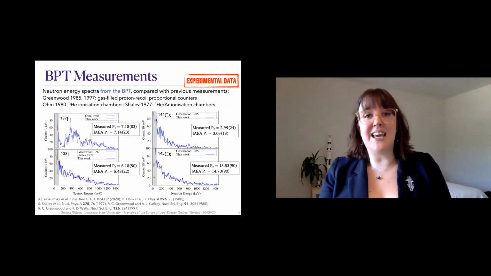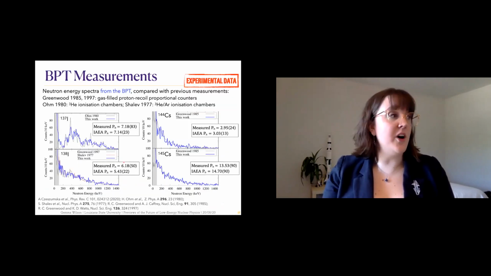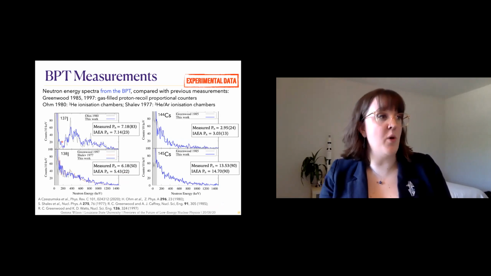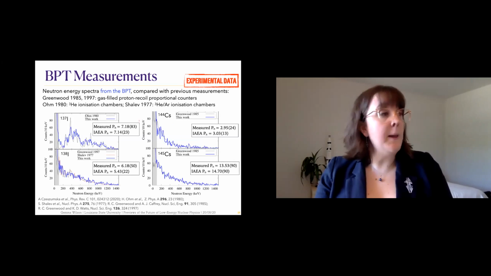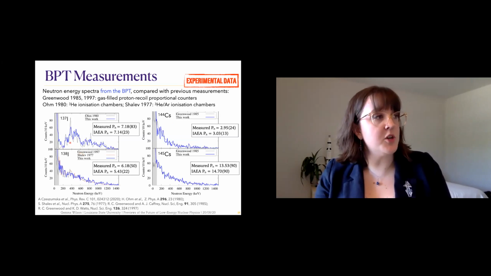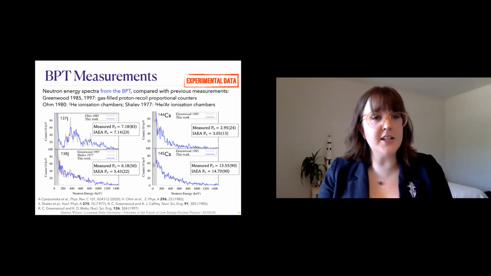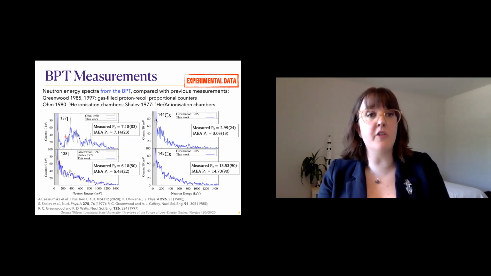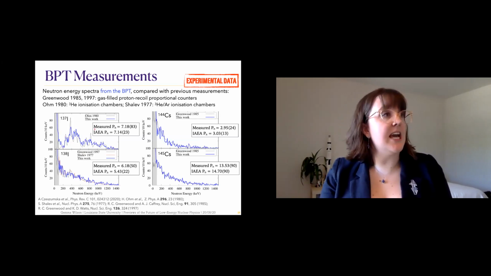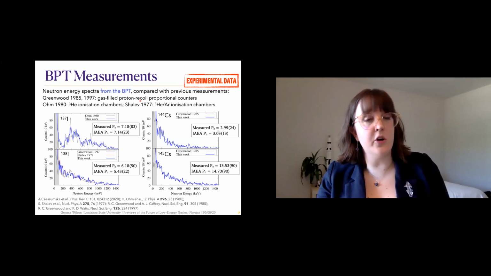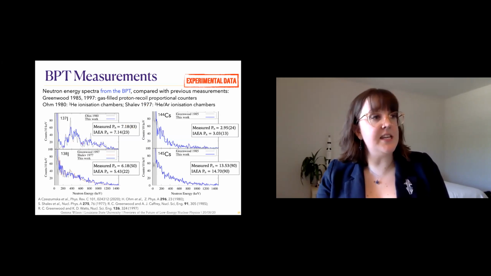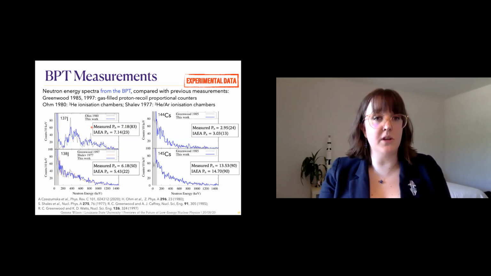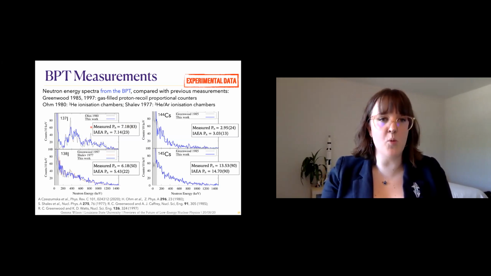To show you some data to show you that this works, we're looking here at iodine 137 and 138, and cesium 144 and 145. The blue spectrum is from the BPT, and the grey or the red in the background are from other techniques. The other techniques include proton recoil, proportional counters, and ionization chambers. And you can see that the BPT recreates the neutron energy spectrum very well.